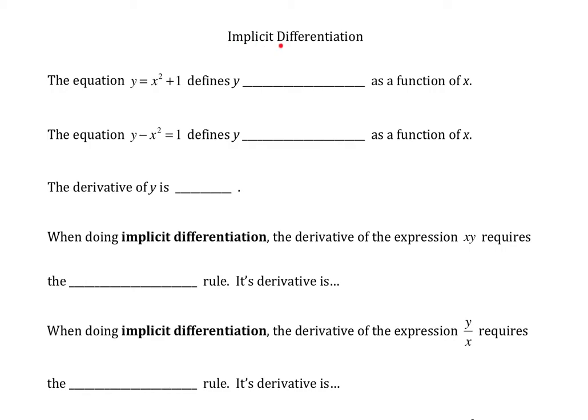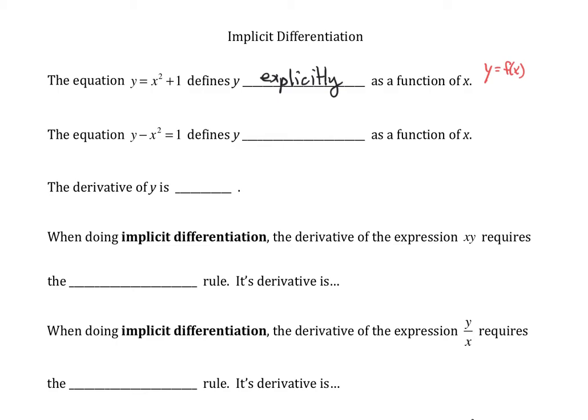Let's talk about implicit differentiation. So when we have an equation like y equals x squared plus 1, this defines y explicitly as a function of x. When we say the word explicit, it's like we're saying very clearly, very directly what y is equal to. So when you have an explicitly defined function, you can always write it in the form y equals f of x, like this, okay?